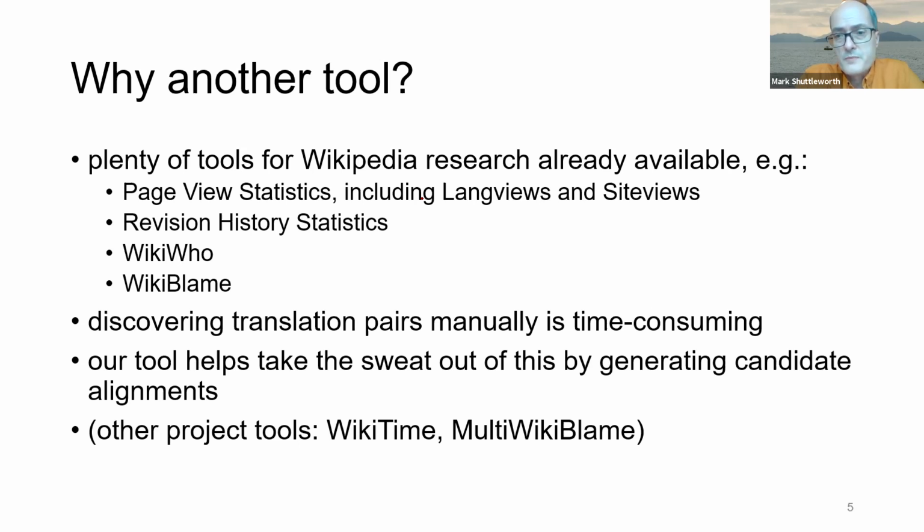So via the research history page, you can get to page view statistics. And there are about 8 or 10 different tools there. And we tend to use Langviews and Siteviews as the main tools that we refer to, and they give some very useful statistics about the page that you're interested in, the article that you're interested in, and then also revision history statistics, and indeed the revision history page itself gives some incredibly rich information about the page you're looking at.